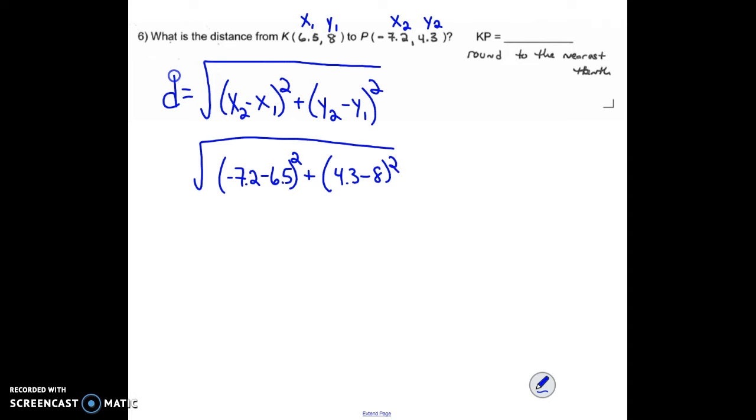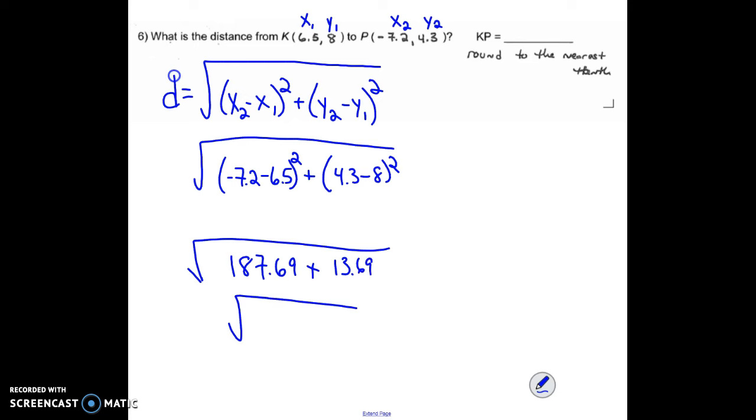I know you guys can handle it though. Negative 7.2 minus 6.5 is negative 13.7. I'm going to square that, and I get 187.69. The key is not to round these numbers. Plus 4.3 minus 8, negative 3.7, squared is 13.69. Now I add them together, 187.69 plus 13.69, and you get 201.38. But I'm not done.